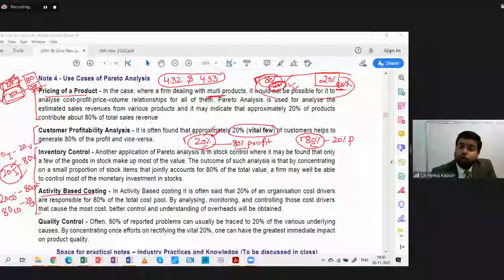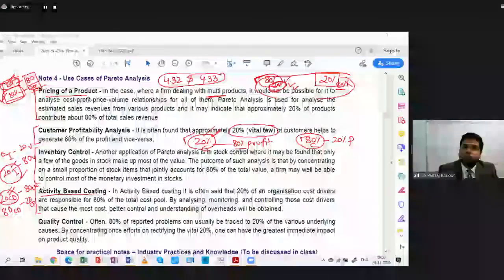So which of your cost drivers are important? These 20% cost drivers are important because based upon these, you are going to allocate your 80% of the cost. Hence, they are going to impact the cost of each of the cost objects significantly.